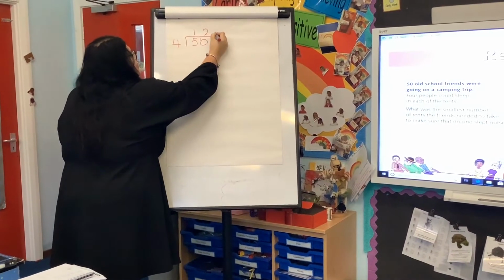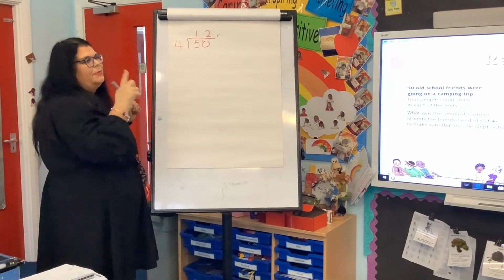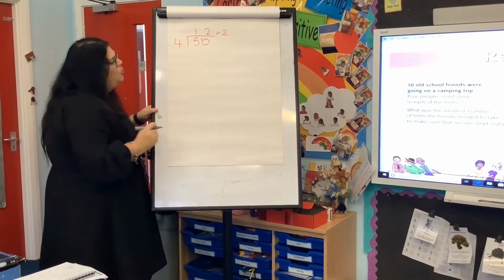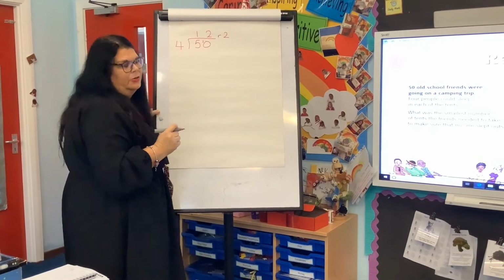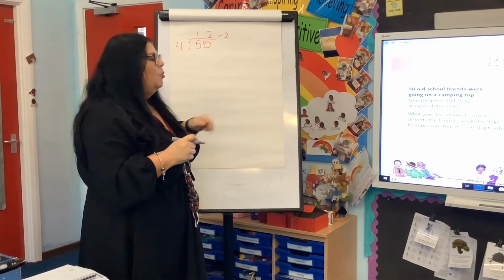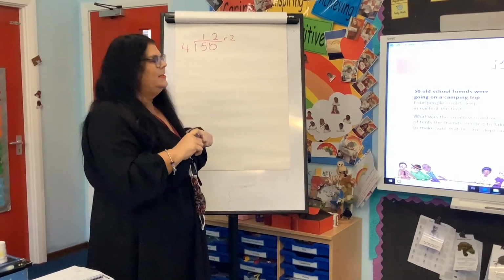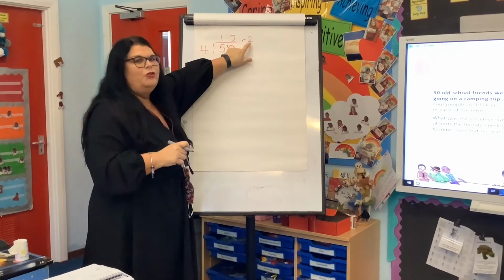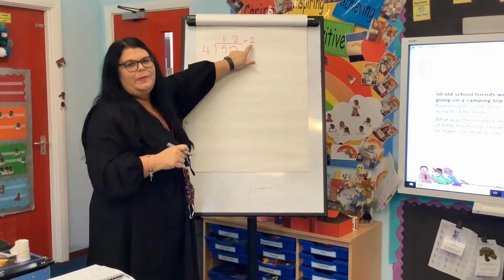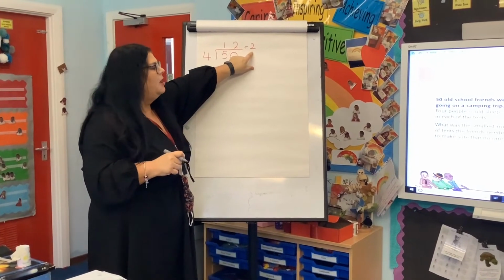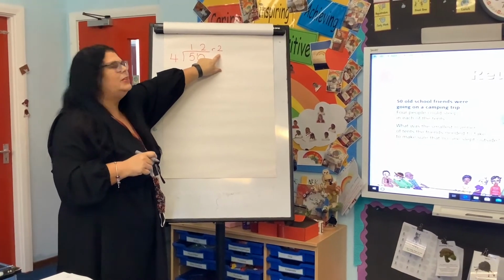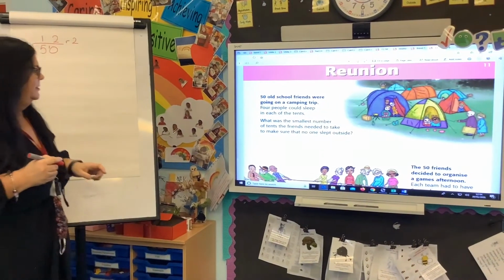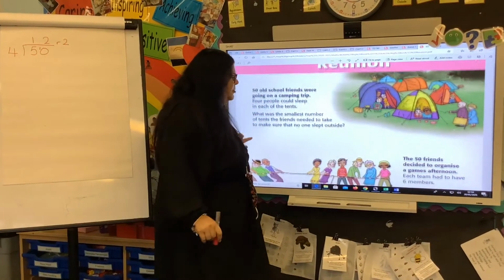But I've got a remainder of 2, haven't I? Because I'm at 8 and this is 10. So my answer for my maths is 12, remainder 2. Now the question said, what's the smallest number of tents? If I take 12 tents, I'm going to have 2 remainders outside. 2 people are going to sleep outside. So the answer to the question, what's the smallest number of tents, would actually be 13, because you don't want people sleeping outside.